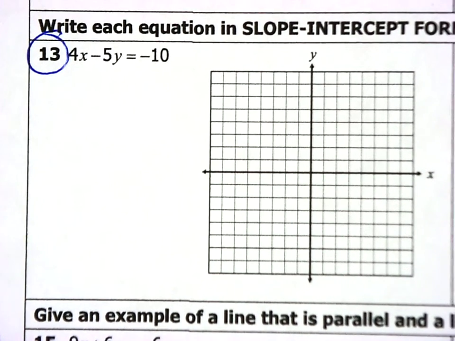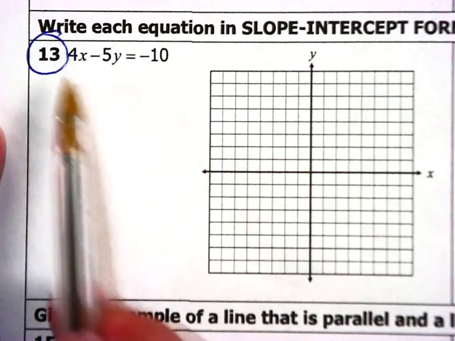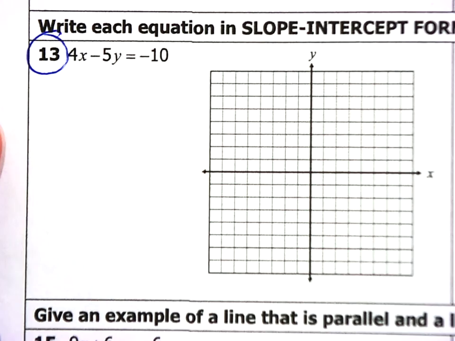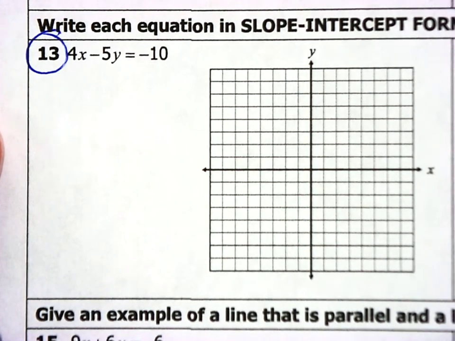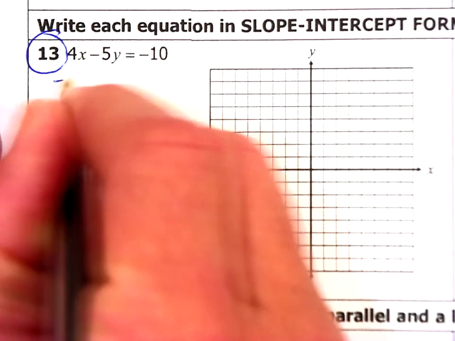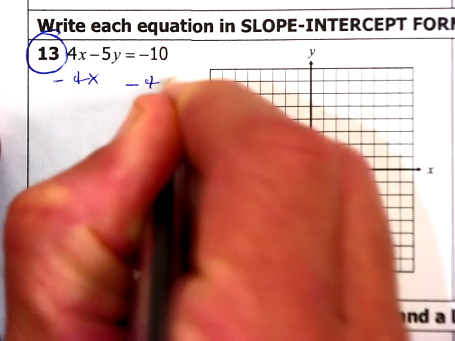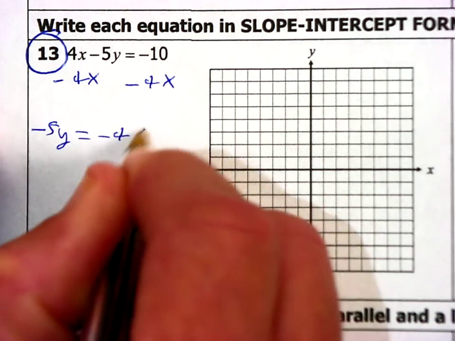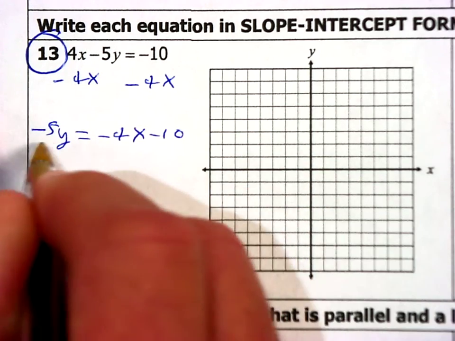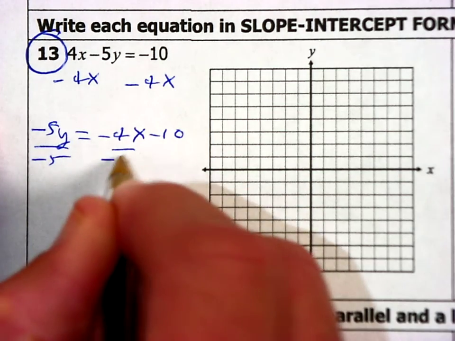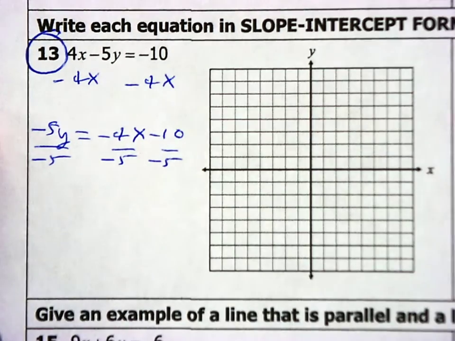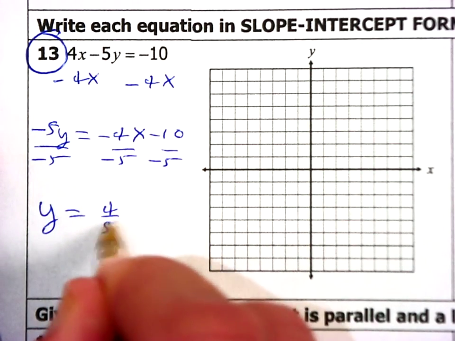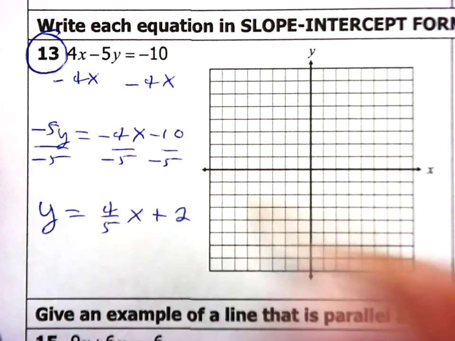All right, it's not an inequality. You notice it's an equation, okay? It has an x and a y, so it's going to be diagonal. We need to solve and put it in slope-intercept form. So we'll subtract the 4x from both sides. Now you have -5y equals -4x minus 10. You're going to divide by -5, divide by -5, divide by -5. All right, and now you have y equals 4/5 x plus 2.